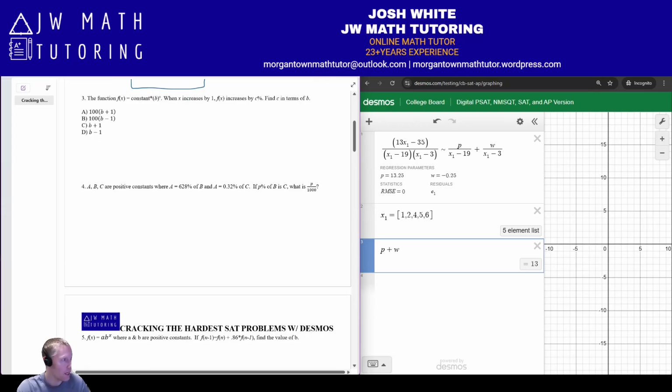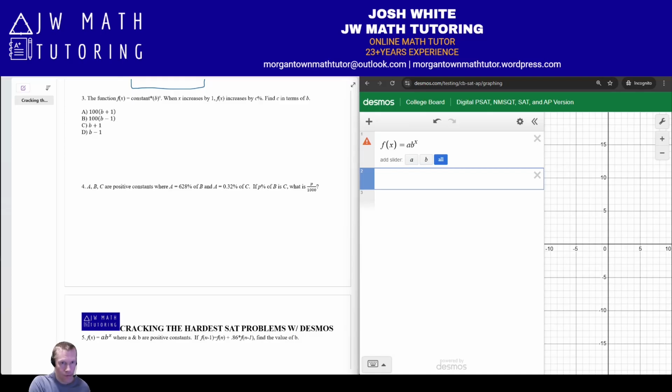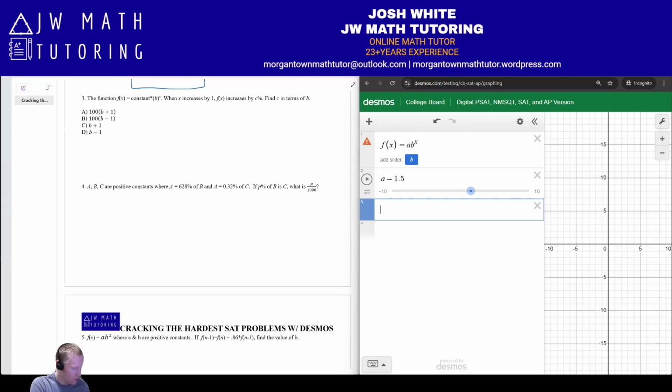Next up, let's look at an exponential function that deals with percentages. Question number 3. So we have an exponential function which is equal to some constant a times some number b raised to the x power. So I am going to just set it up like this. For my a constant out front, I just chose 1.5. For my b value, I chose 2.